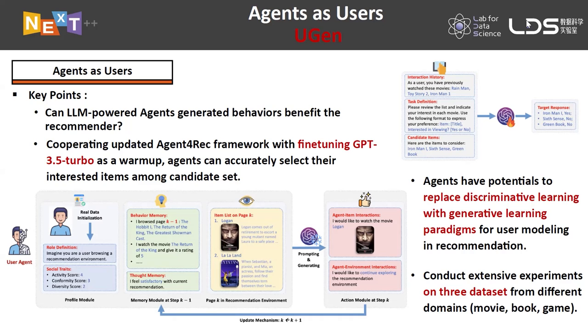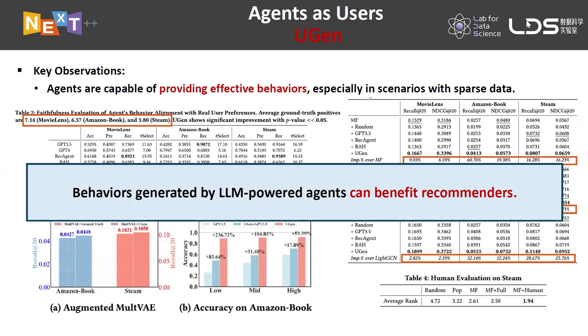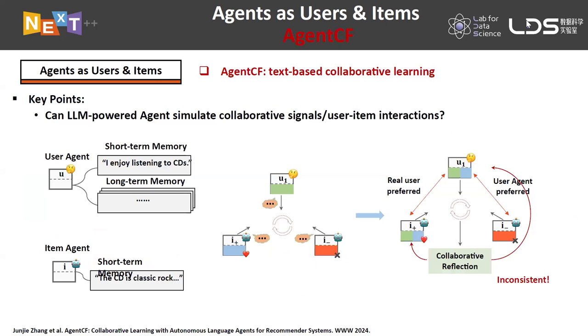We conduct extensive experiments on three real datasets from different domains: movies, Amazon books, and Amazon games. We also have some interesting findings. The agents are able to provide effective behaviors, especially in scenarios with sparse data. We can see significant improvements in the sparse groups. In this work, the take-home message is that the behaviors generated by the agents can benefit the recommenders.